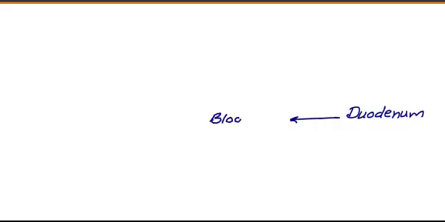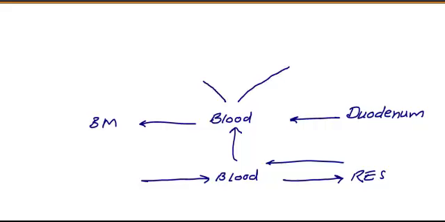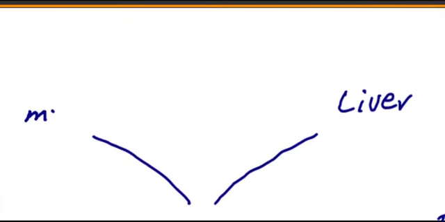Now I have a bloodstream. And from the bloodstream, iron will go to the bone marrow. Okay. And from the bone marrow, iron will go back to the bloodstream. And from the blood, iron will go to the reticuloendothelial cells, and from reticuloendothelial cells, iron will go back to the blood and recycle to the blood. From the blood, iron also will go to several tissues. Two important tissues: the first is liver, and the other tissue is muscle.